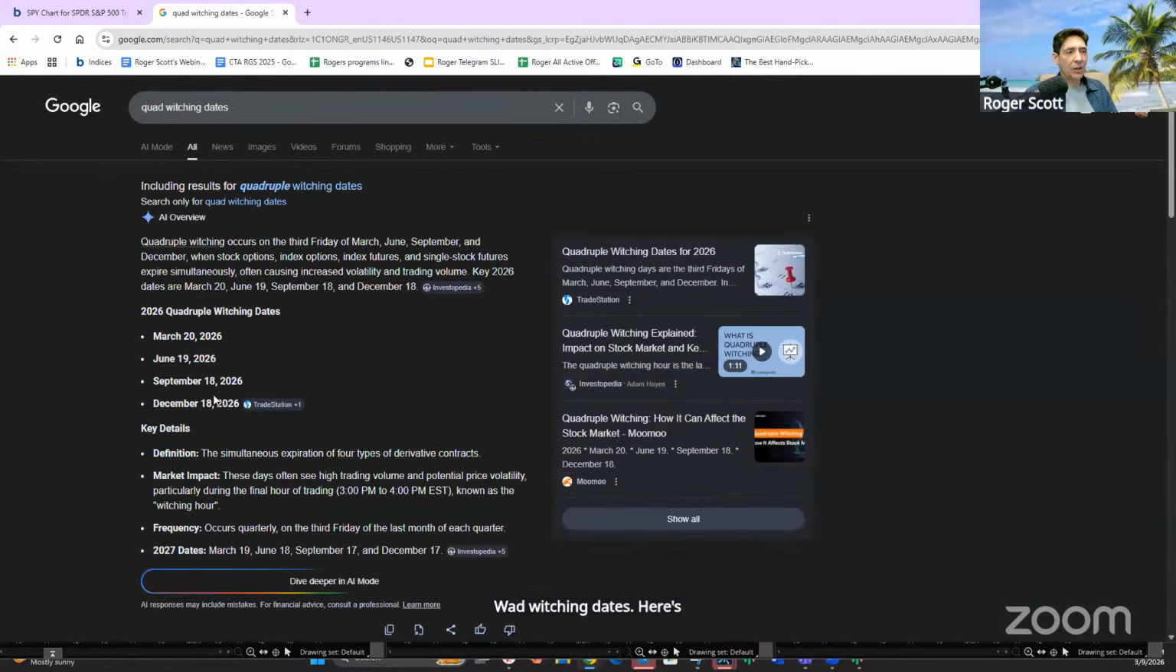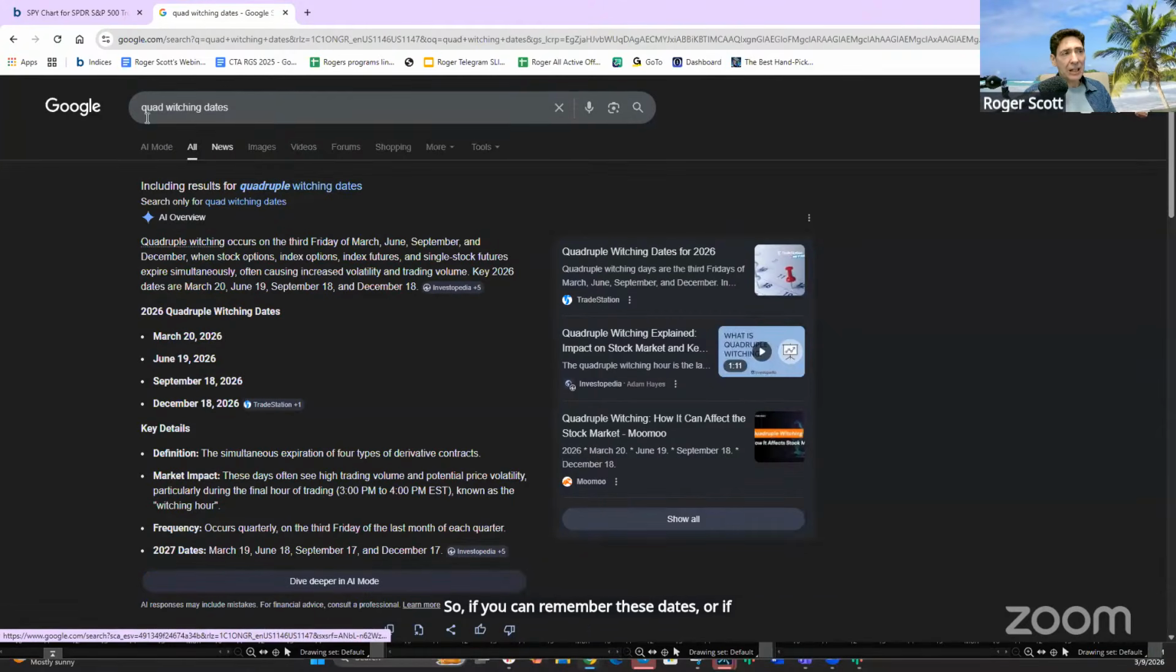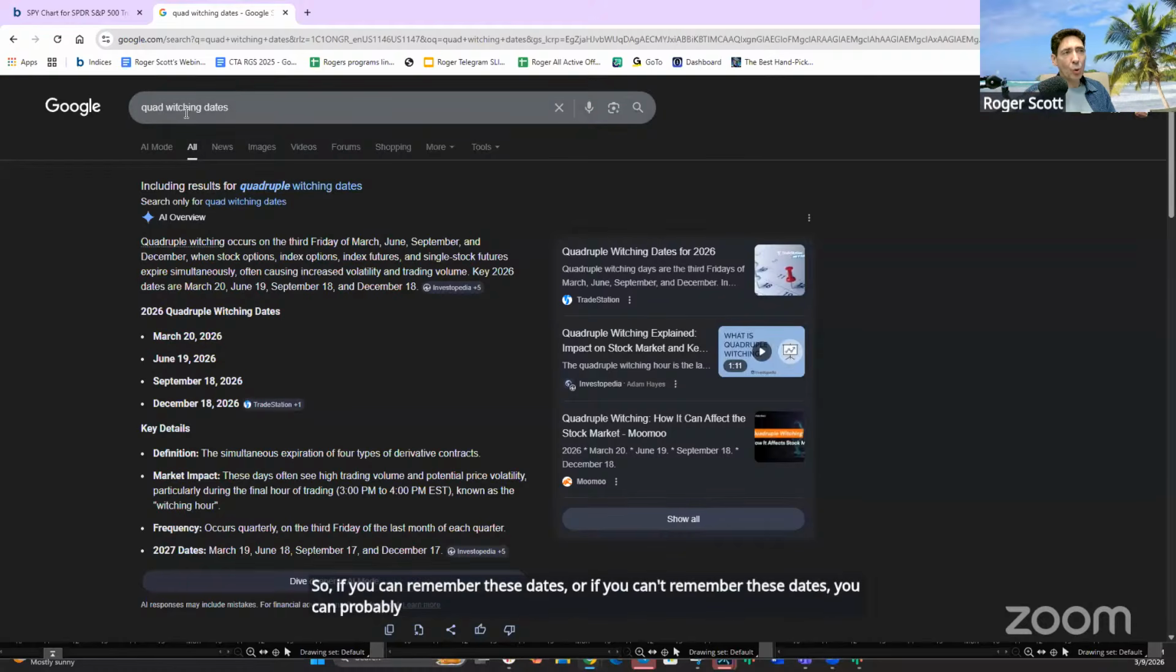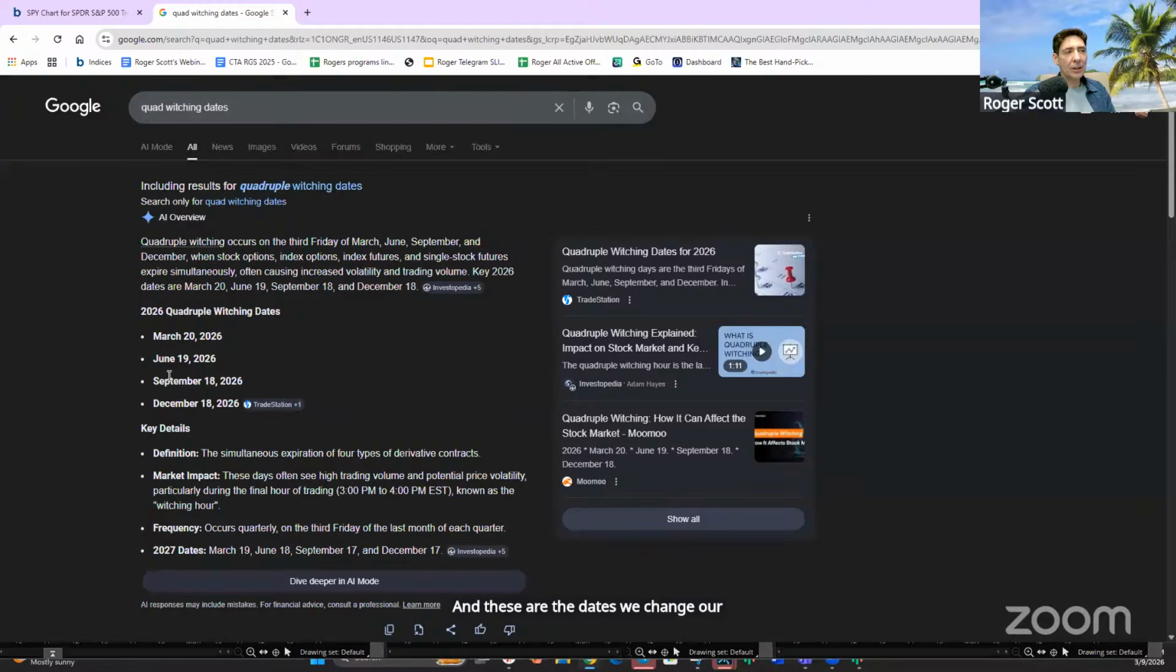Here's your dates for your quarterly VWAP right here. If you can't remember these dates, you can probably Google quad witching dates. And these are the dates we change our VWAPs for the quarterly VWAP. And then the daily VWAP, beginning of the year. Does anybody have any questions so far?